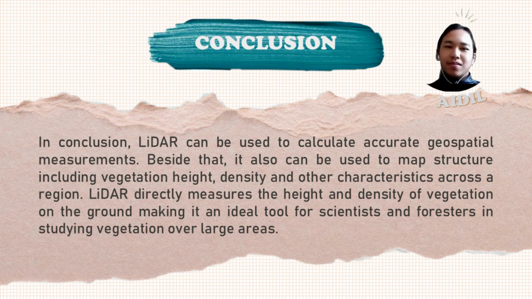For the conclusion, LiDAR can be used to calculate accurate geospatial measurements. Besides that, it can also be used to map structure, including vegetation height, density, and other characteristics across a region. LiDAR directly measures the height and density of vegetation on the ground, making it an ideal tool for scientists and foresters in studying vegetation over large areas.